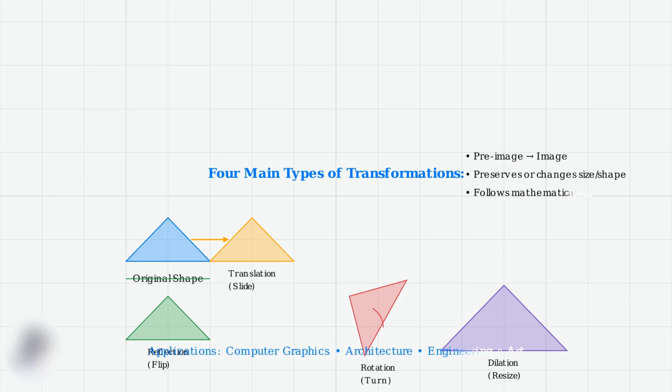Understanding geometric transformations is crucial in many fields. Computer graphics use these transformations to create animations and 3D models. Architects and engineers apply them in design and construction. Even artists use transformation principles to create symmetry and visual effects. In the following sections, we'll explore each transformation type in detail, learning how to identify them, apply them step by step, and solve problems involving geometric transformations on the coordinate plane.